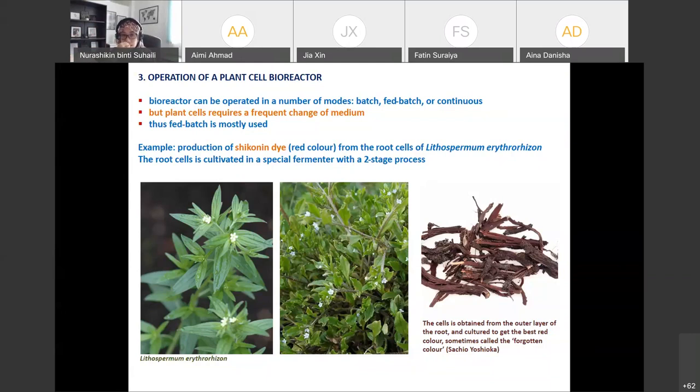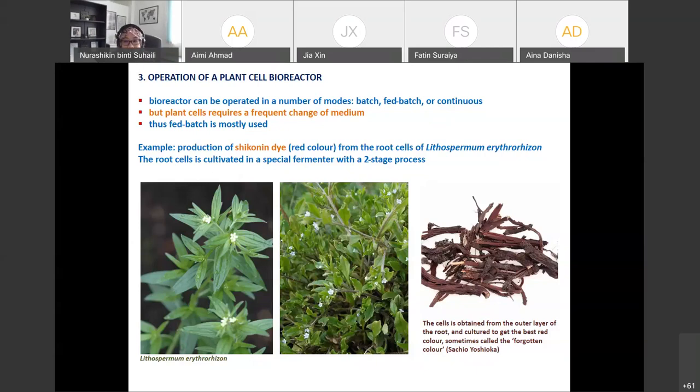So for the plant cell cultivation, it can be operated in all of these modes, but because the nature of the plant cells requires a frequent change of medium, fed batch is the highly suitable mode for cultivating plant cell cultures. So we know that media is food, right? The plant cells require frequent change of the food, so that it can grow. So that is one of the requirements of the plant cells.